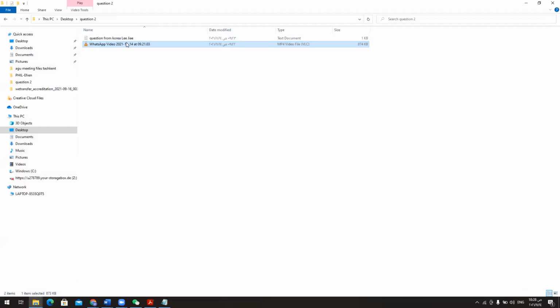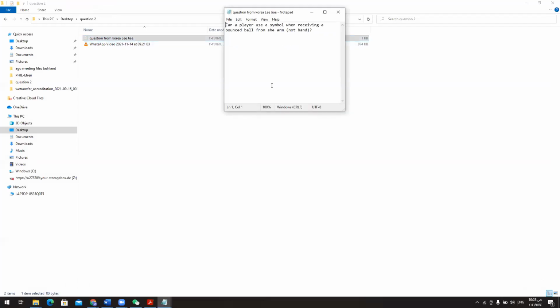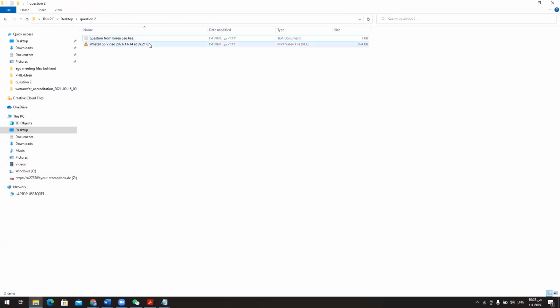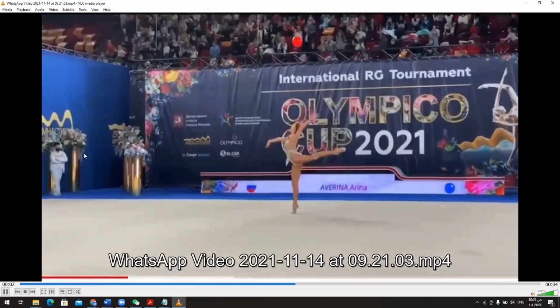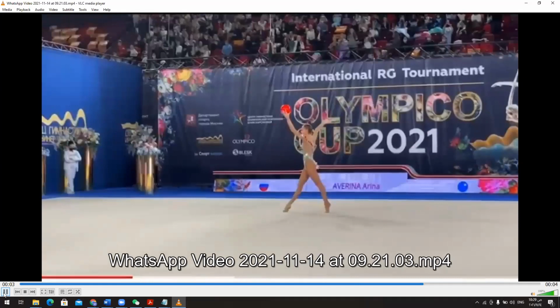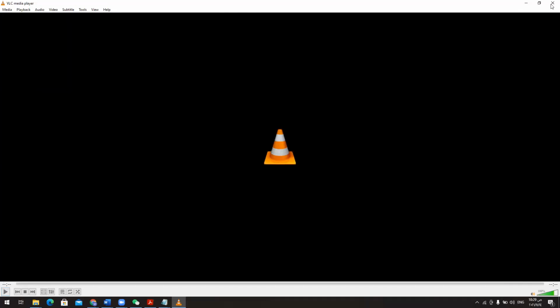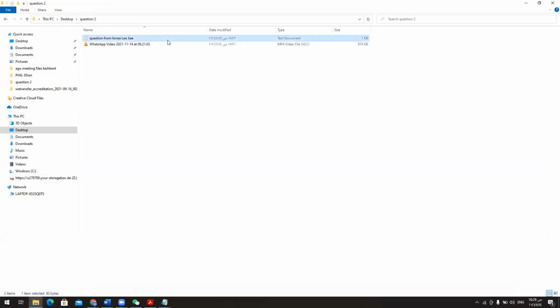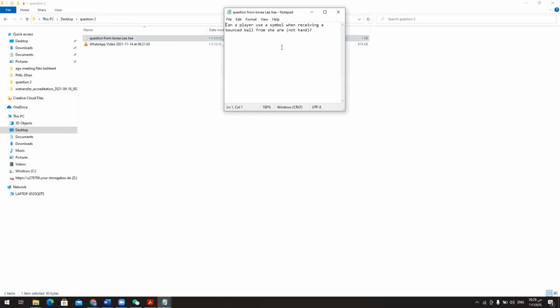So let me share the question first. The question is from Korea Lee J. She is asking, can player use a simple when receiving a bounced ball from the arm, not hand? Okay, so this is the question and this is the video. Do you mean catch without the help of the hands? Yeah, the question is like this. I don't know exactly. Technically, I am not sure.